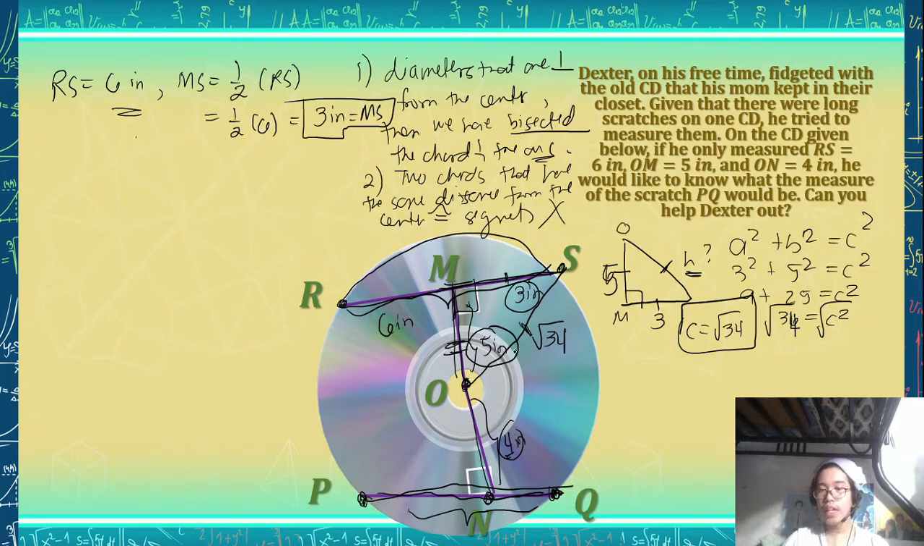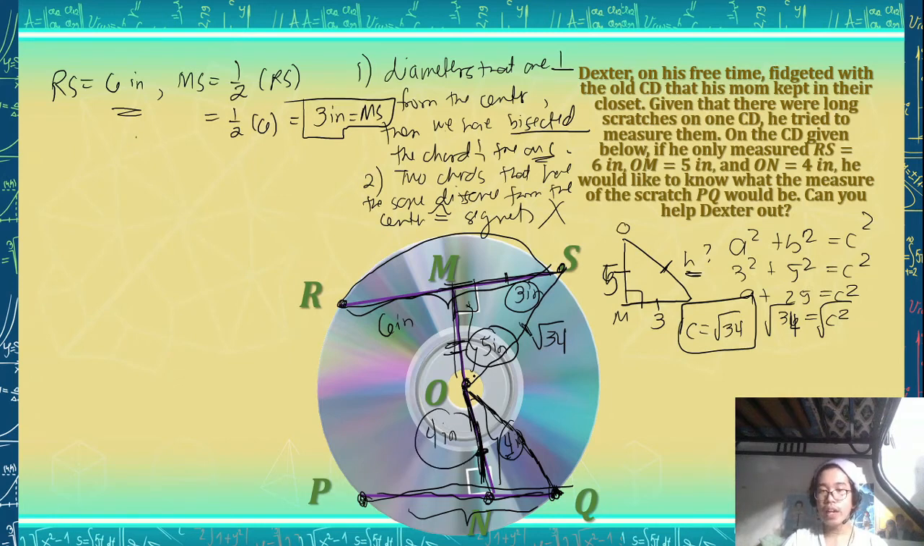If we got square root of 34 for this problem, we can get the value of OQ as well, because we have 4 over here. Right? So this is 4. The measurement of ON, this side measurement, is equal to 4 inches.